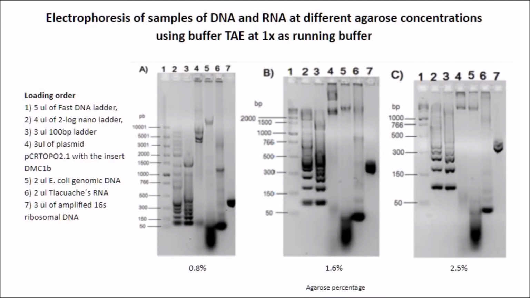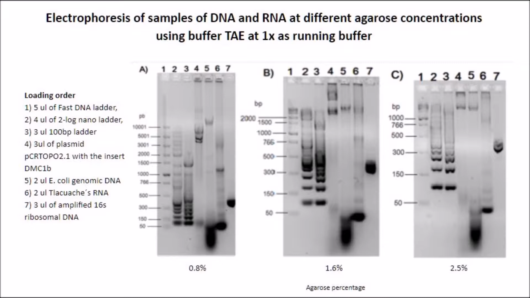In Figure 1, the electrophoresis of samples of DNA and RNA at different agarose concentrations, using TAE buffer at a concentration of 1x as running buffer, is observed. All gels were dyed with GelRed at a 0.2x concentration and run at 100 volts for 60 minutes. The results of sample 1 were obtained in gel A, where the 11 bands are visible. As the concentration of agarose increases, a lower separation of the DNA fragments is observed.